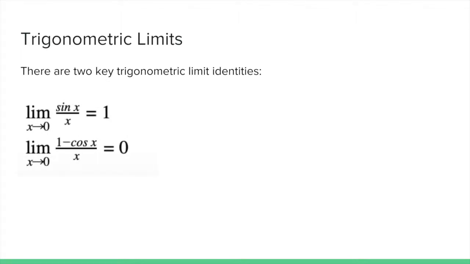So, trigonometric limits. There are 2 key trigonometric limit identities, and here are the 2 of them. Our first one is the limit as x approaches 0 of sine x over x equals 1. And the limit as x approaches 0 of 1 minus cosine x over x is equal to 0. These 2 are very commonly used and are very fundamental to know.